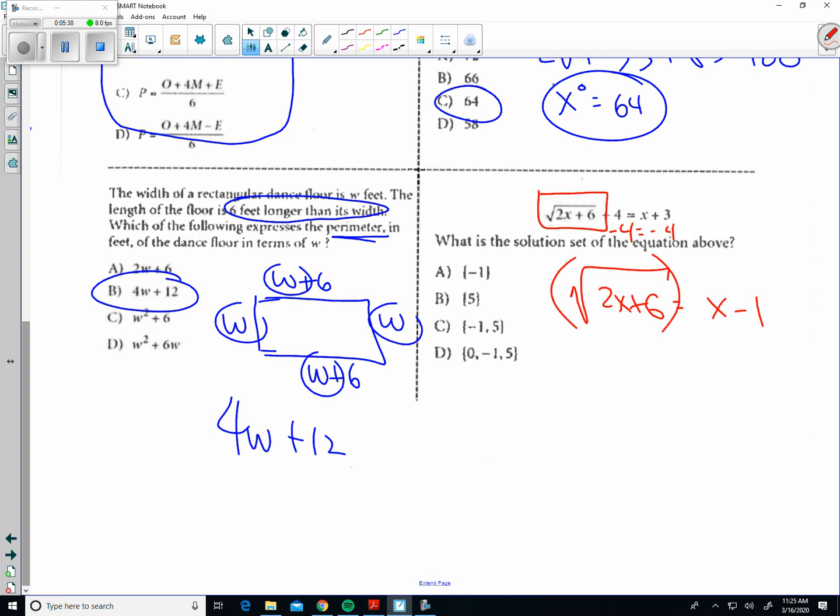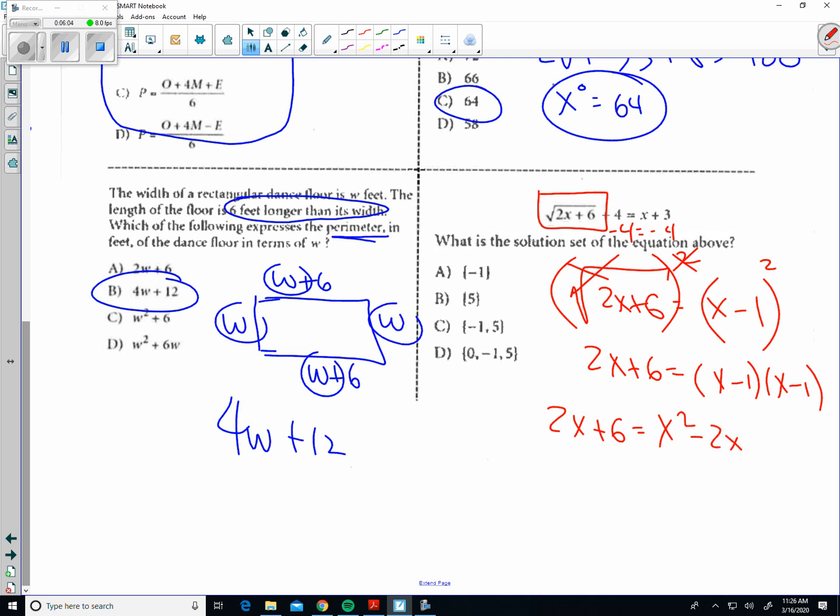If you remember, once you get that radical sign isolated, you would square both sides to get this equation to become radical free. Square root symbol gets canceled out by squared sign. We got 2x plus 6 on the left-hand side. X minus 1 times x minus 1 would come from the quantity of x minus 1 being squared. And right away now, we're jumping into a quadratic equation. X squared minus 2x plus 1.